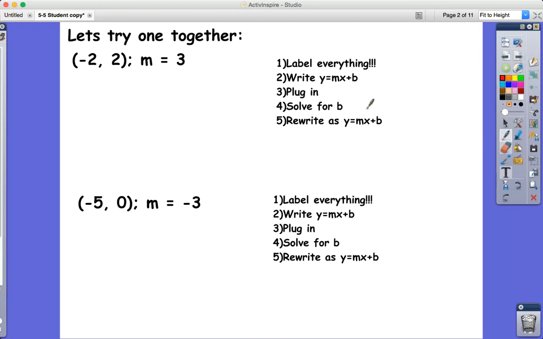So this is what I call the 5-step rule. These 5 steps will help you write the equation of a line in slope-intercept form given only, y'all like the way I said only, the point and the slope. All right, so the first thing I want to do is label everything. So I'm going to label my x and my y. Yes, you have to do everything I do. Thank you. All right, label everything.